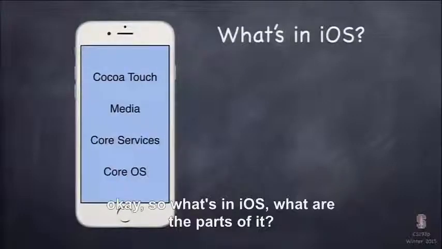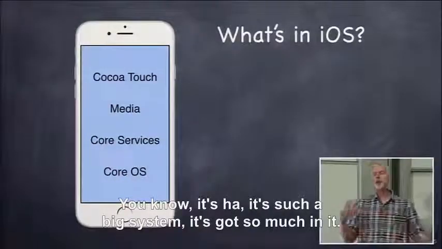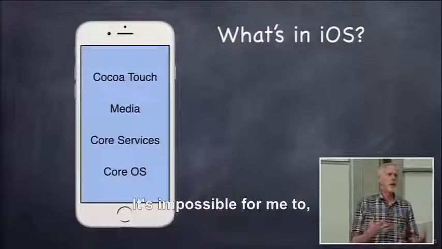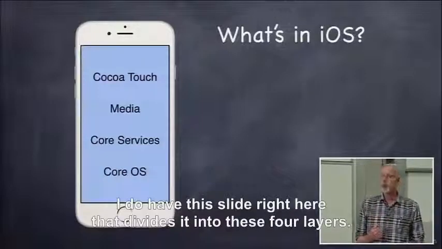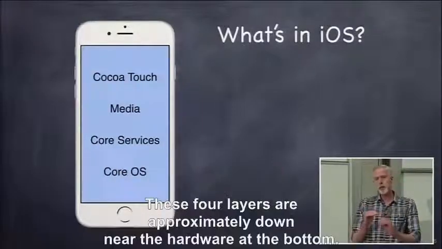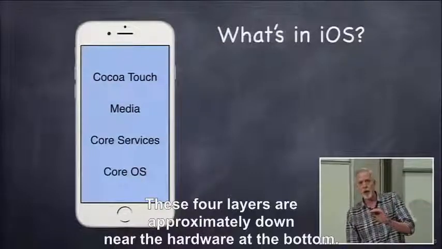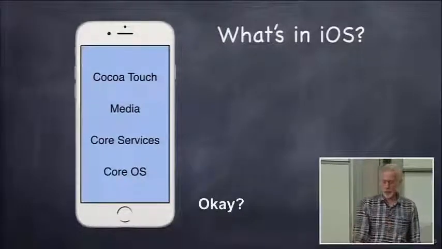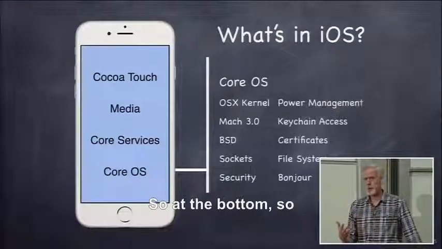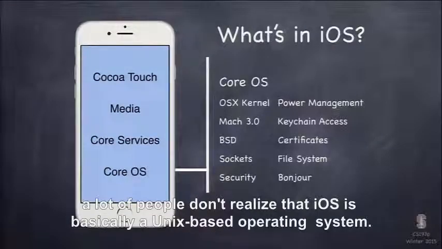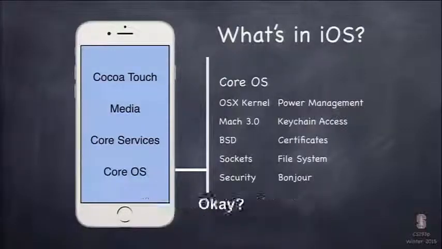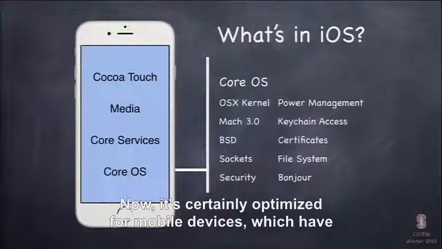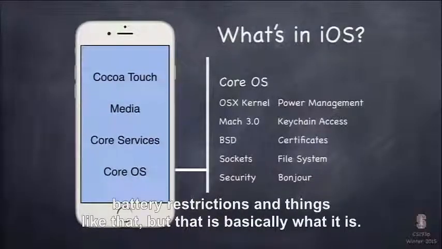Okay, so what's in iOS? What are the parts of it? It's such a big system. It's got so much in it. It's impossible for me to encapsulate it in a small little summary. But I do have this slide right here that divides it into 4 layers. These 4 layers are approximately down near the hardware at the bottom, up near the user at the top. At the bottom, a lot of people don't realize that iOS is basically a Unix-based operating system. It's very similar, shares a lot of the core of Mac OS X. Now it's certainly optimized for mobile devices, which have battery restrictions and things like that. But that is basically what it is.